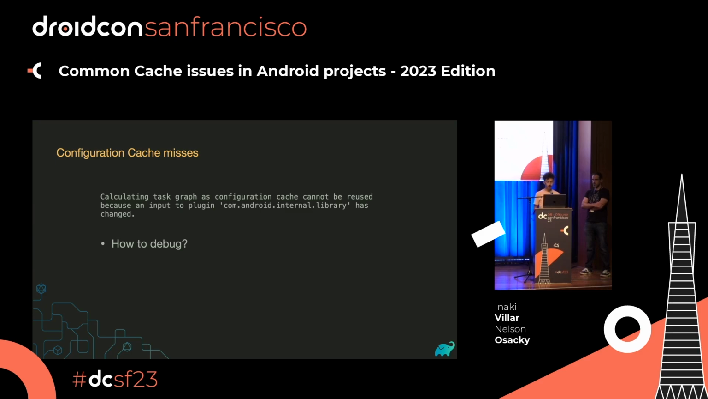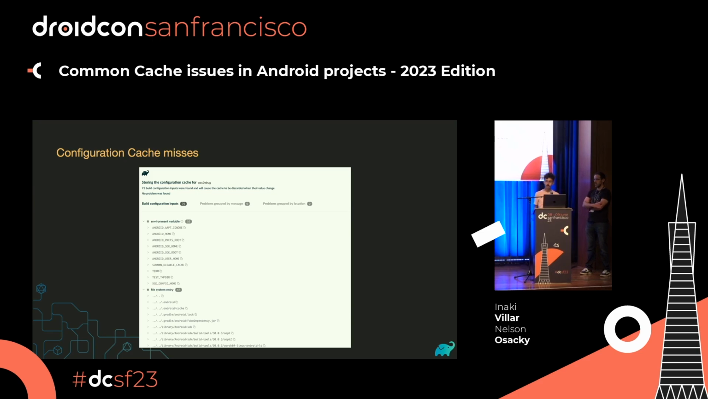So how do you debug this? Your first instinct would be to check the configuration cache report. And you look at it, and well, there are no issues in the configuration cache report. Well, yeah, there are no issues. We were able to generate a configuration cache entry. What we're trying to understand here is a configuration cache miss. And so there's actually no built-in way of debugging this.